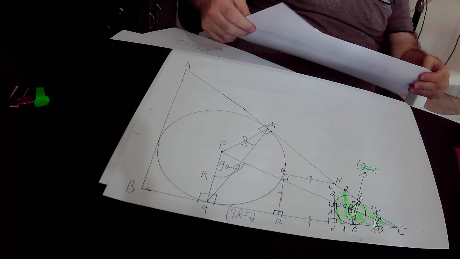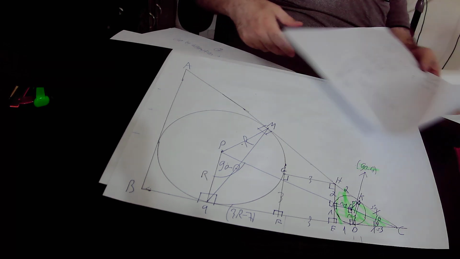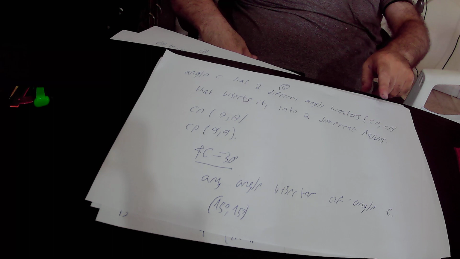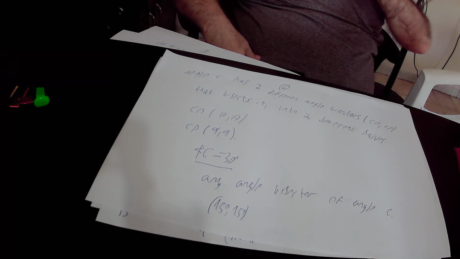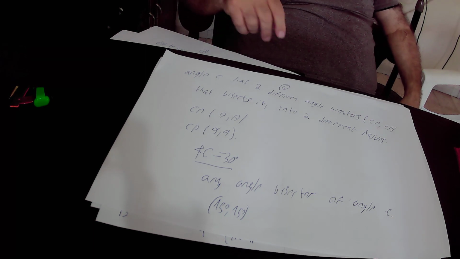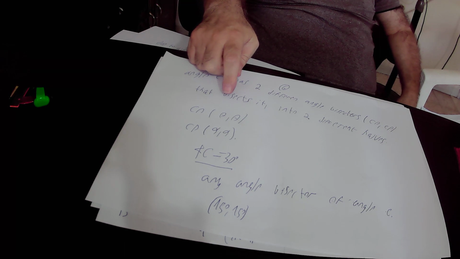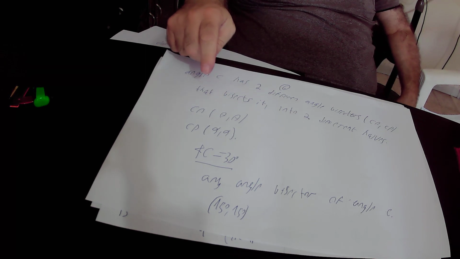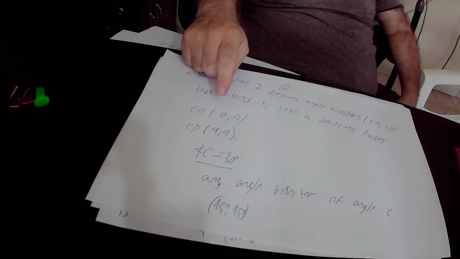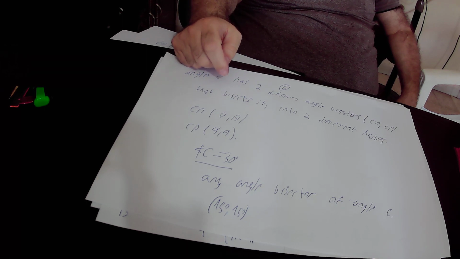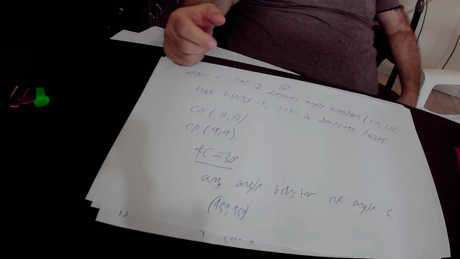So here we actually concluded that angle C has two different angle bisectors, CO and CP, that bisect it into two different halves. While the angle bisector CO bisects angle C into two halves that are theta and theta, angle bisector CP bisects angle C into two other halves that are equal to alpha and alpha. And this is a contradiction.